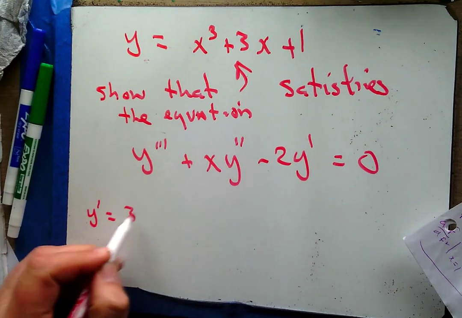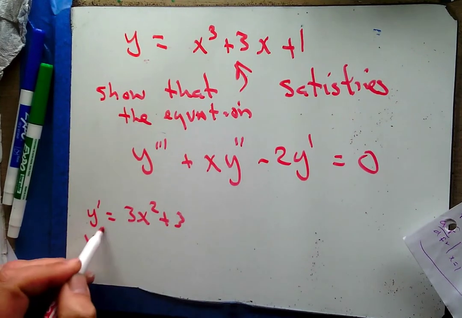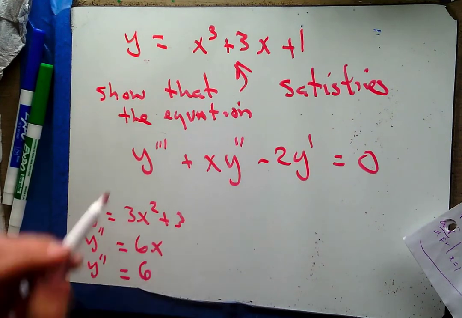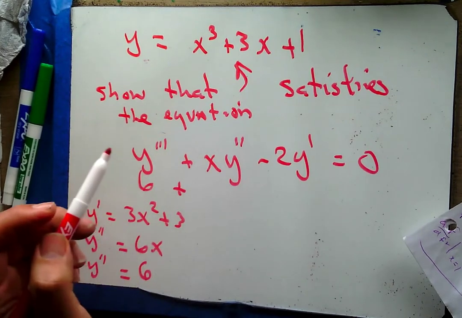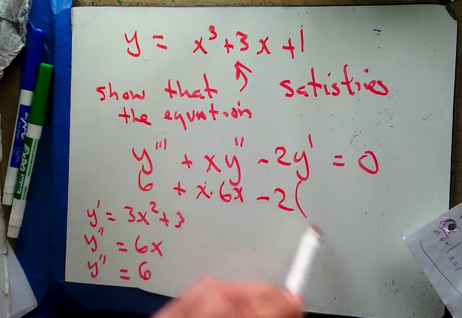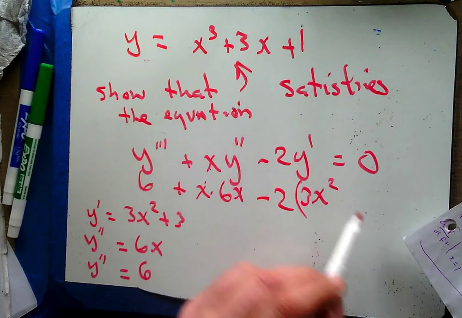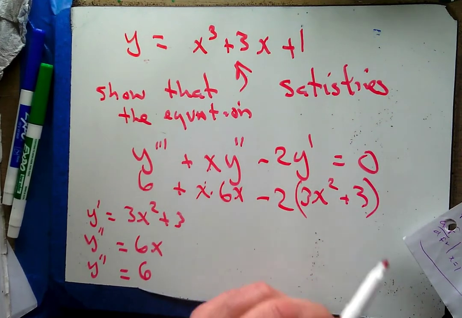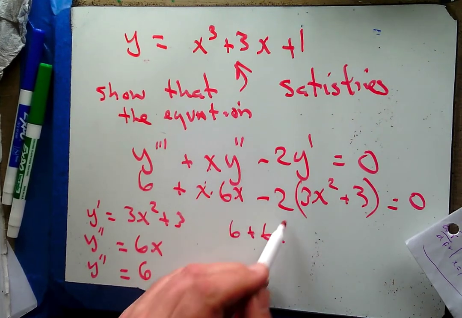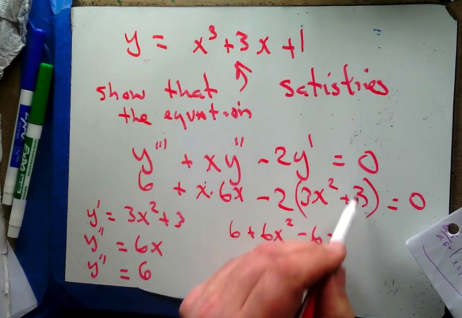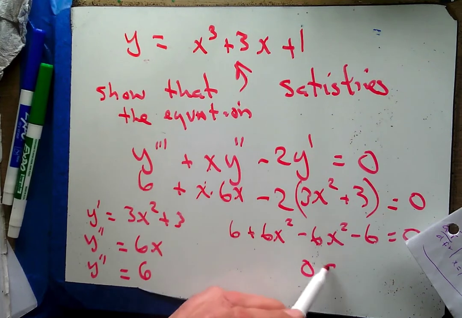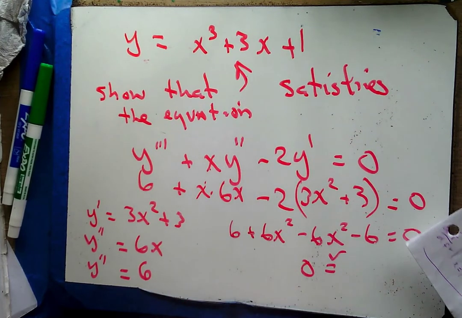y prime is going to be 3x squared plus 3. y double prime is going to be 6x. And y triple prime is going to be 6. So this is 6 plus x times 6x minus 2 times y prime, 3x squared plus 3. And that should equal 0. Well, let's see if it equals 0. I've got 6 plus 6x squared minus 6x squared. Negative 2 times 3 is negative 6. And lo and behold, these cancel and these cancel. And so, yeah, I was able to show that.